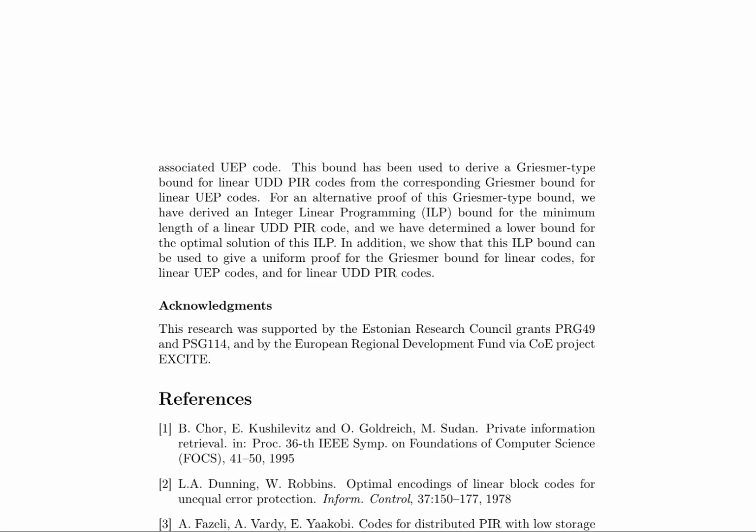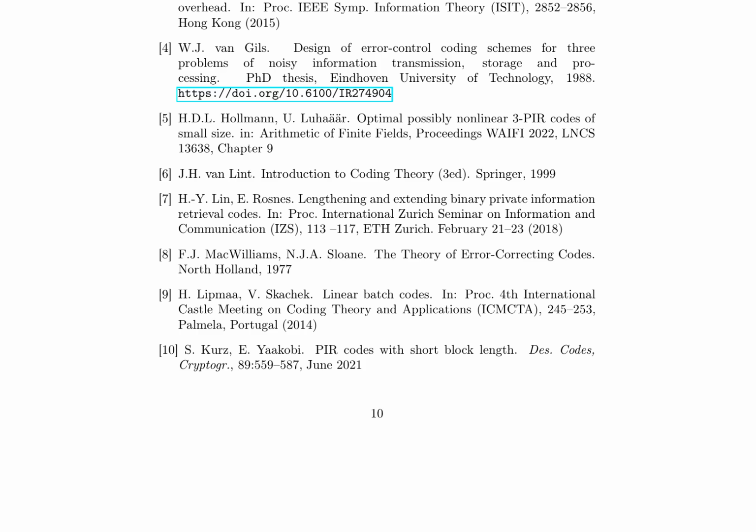Notably, this bound yields a minimum length of linear UDD PIR codes through the application of ILP methods, establishing an alternate proof that underscores the generalization of Griesmer-type bounds for a broad range of code classes, including linear UEP codes. Through an integrated framework combining ILP and Griesmer-type bound principles, this novel bound sets a new standard for evaluating and designing efficient linear UDD PIR codes, emphasizing key parameters that dictate their error correction and PIR capabilities.